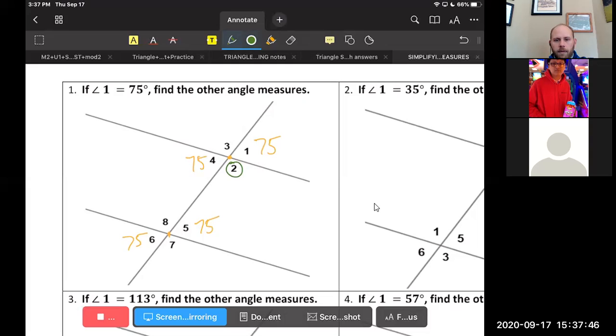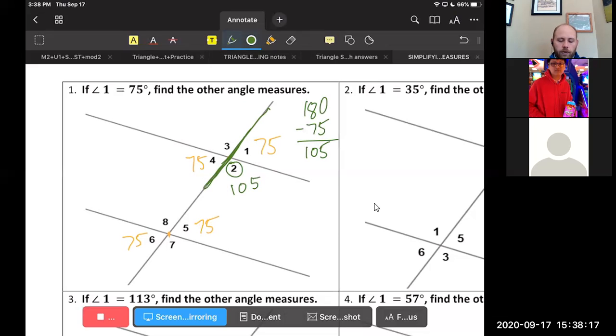Add 75 and 75 and then subtract 180 or something like that? Not quite. I only want angles 1 and 2, right? Only angles 1 and 2 make 180 degrees. So I'm going to take 180, and since I already know one of them, I'm going to subtract 75. What I get is 105, that is angle 2, because 75 and 105 make 180. Okay? That's angle 2.